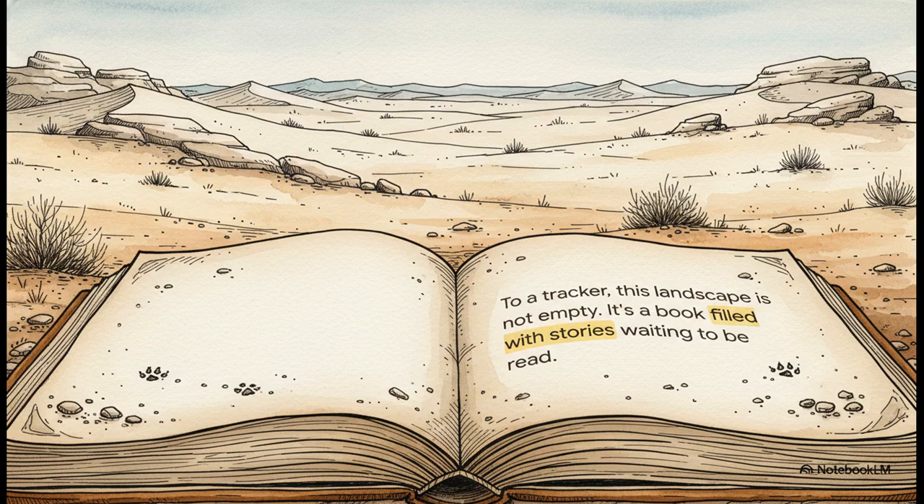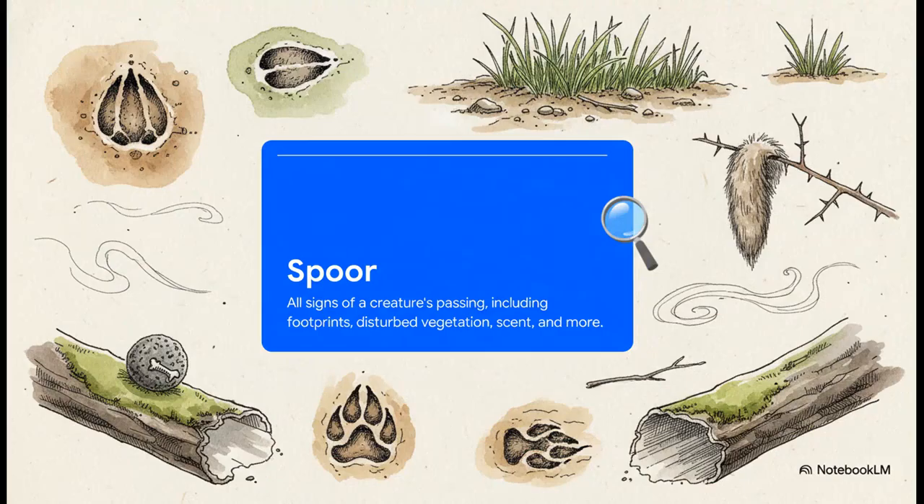According to the book's introduction, the real trick isn't just to read the book of nature, but to read into the sand, really using your imagination to connect all the clues and build that story. Now, the one big concept we need to get our heads around is spoor. And no, it's not just about footprints. In the world of tracking, spoor means every single sign a creature leaves behind. Think of it as the vocabulary for all the stories we're about to uncover.